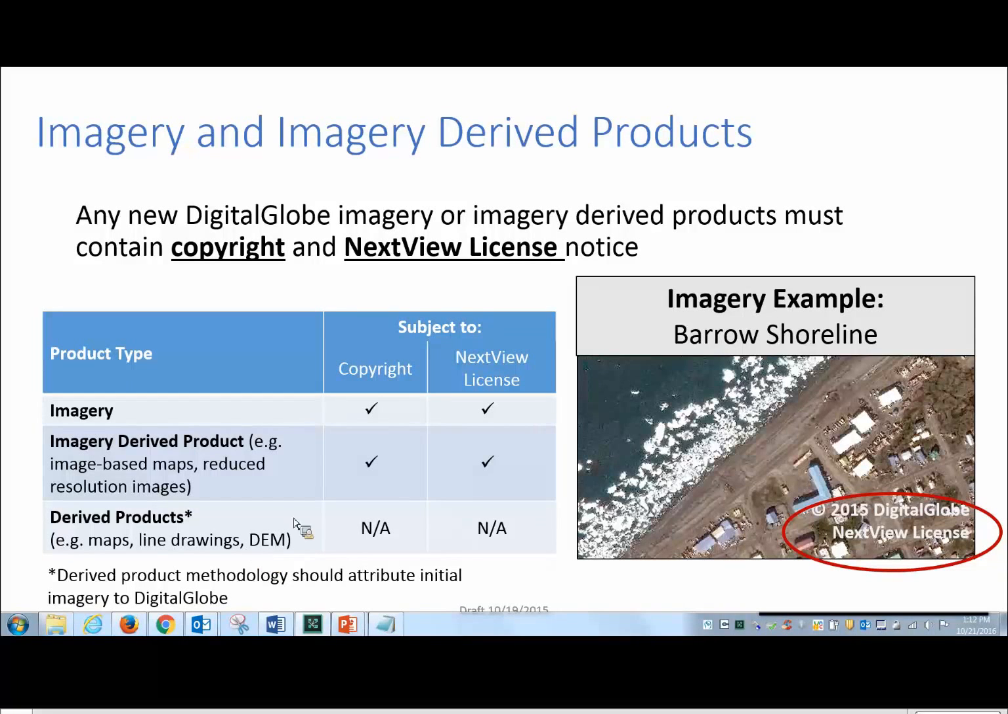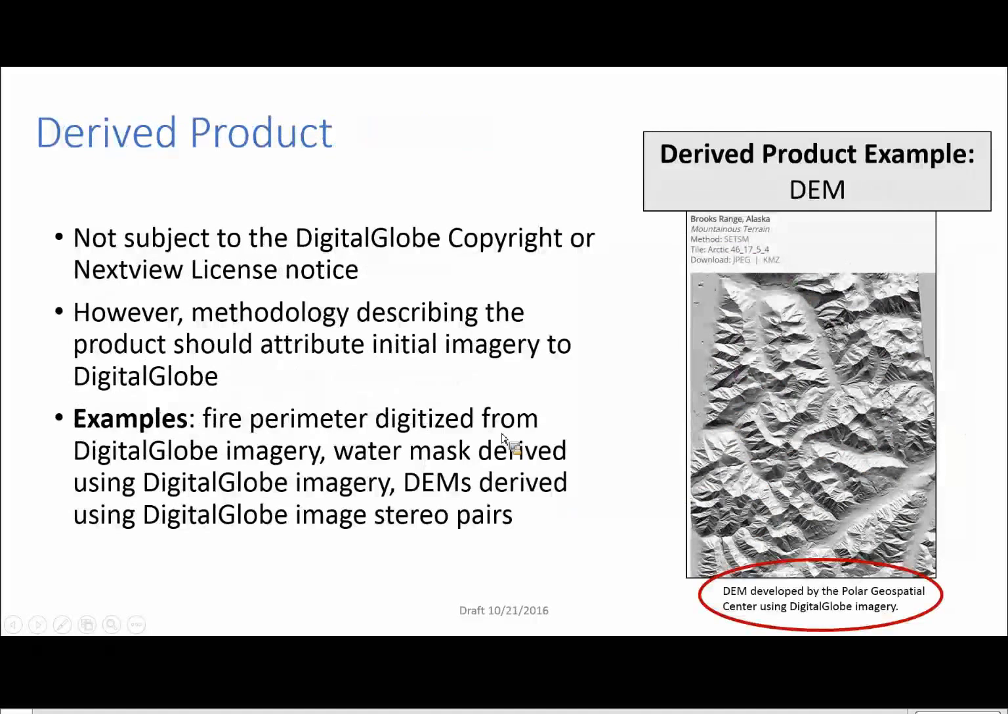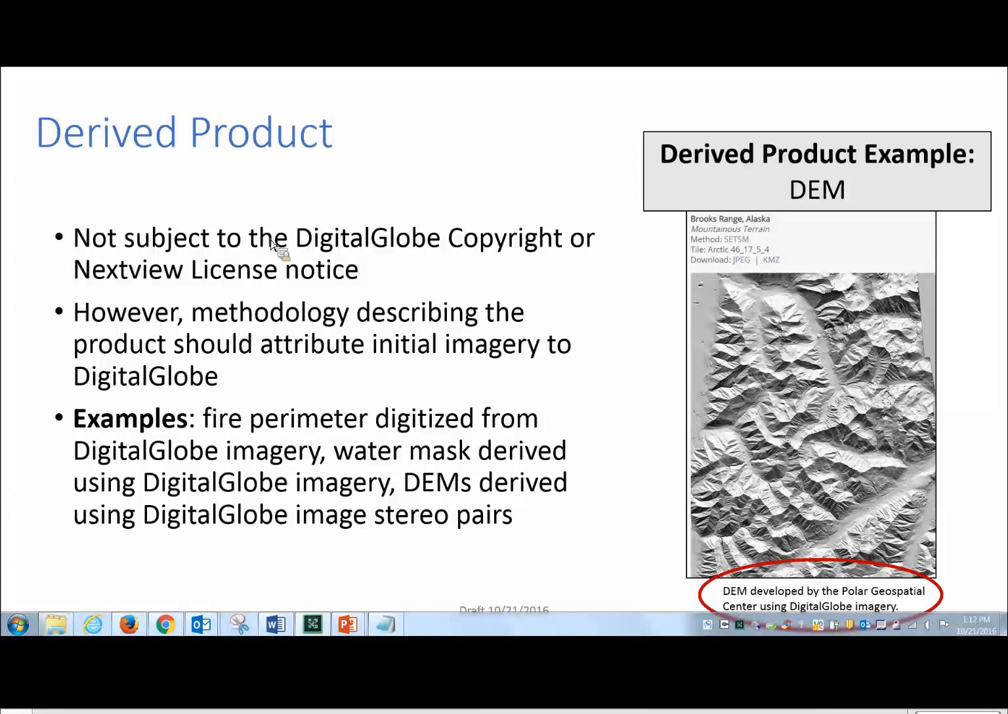Let's see, can this go forward? There we go. So for an imagery-derived product, here right within the imagery, this is an example of a fire perimeter over top of some imagery. You should say 2015 DigitalGlobe, NextView license, with the little copyright sign. And then an example of a DEM down the bottom. You should write something about how it was used with DigitalGlobe imagery.